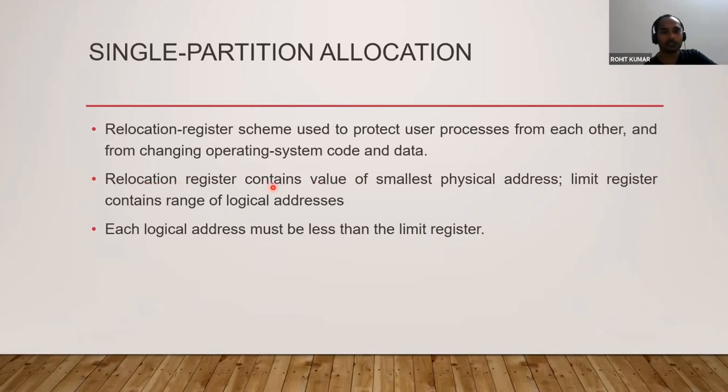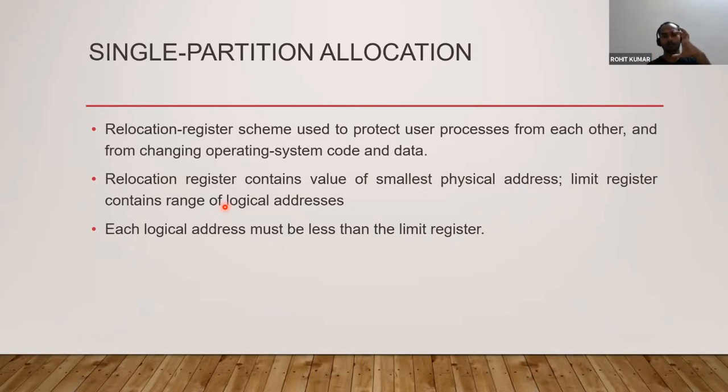And the relocation register contains the value of the smallest physical address. Why the smallest physical address? Because we are considering a single partition. Single partition means there are no multiple partitions, so there is a single base value. That means a single relocation register value, the smallest physical address, meaning the starting address of your single partition. Now the limit register value will contain the range of all logical addresses. And what will be the base plus limit? It will be the end address of your single partition. Because it is base, it is end, and it is your total limit.